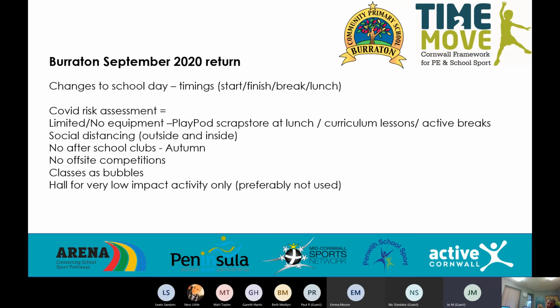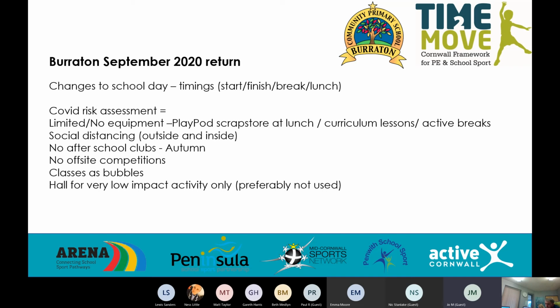As a school, we also had in place very rigorous COVID risk assessments, both on a whole school basis, but also with regards to PE. Specifically with PE at our school, we decided in conjunction with guidelines from the local authority, governing bodies, sports bodies, etc., that we would approach September with a limited equipment or no equipment PE philosophy across the whole school.